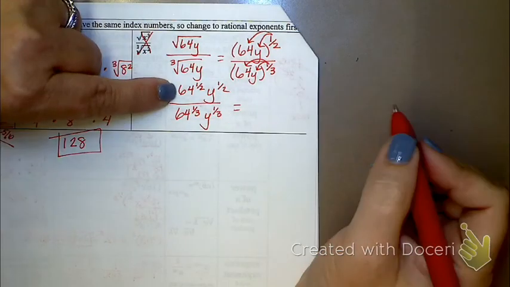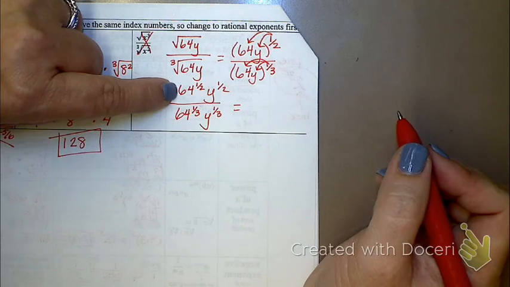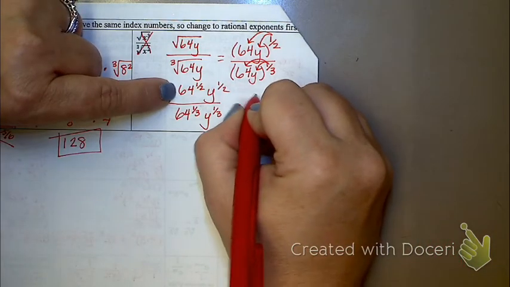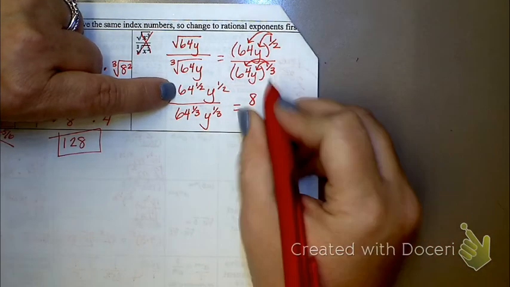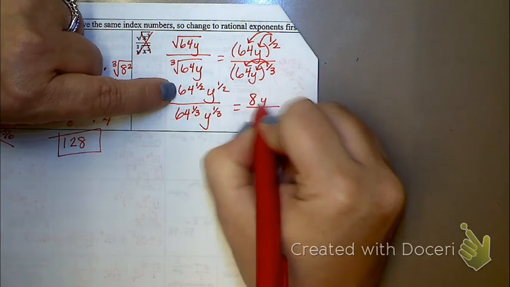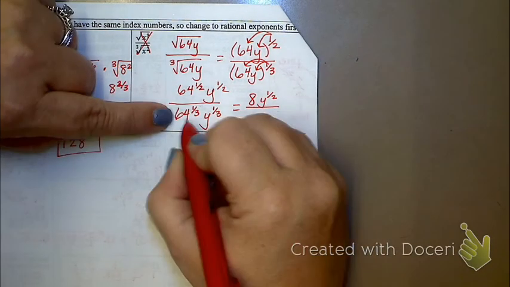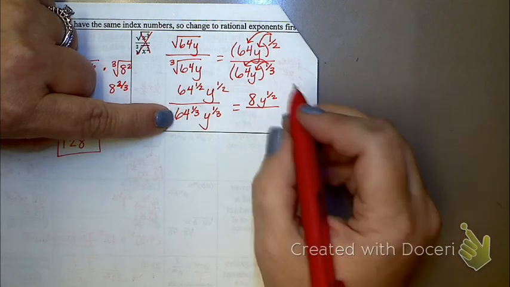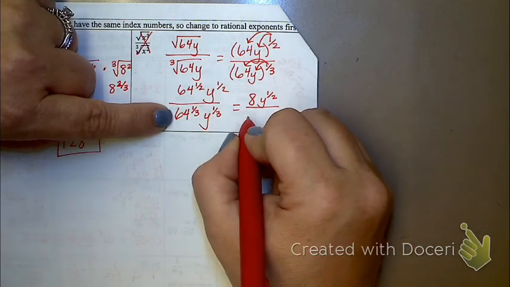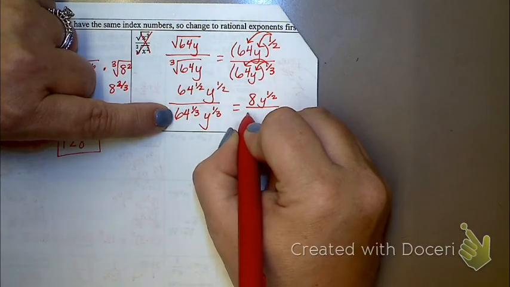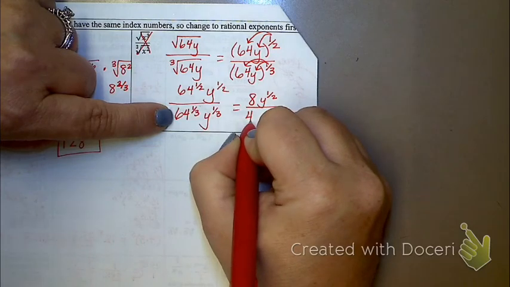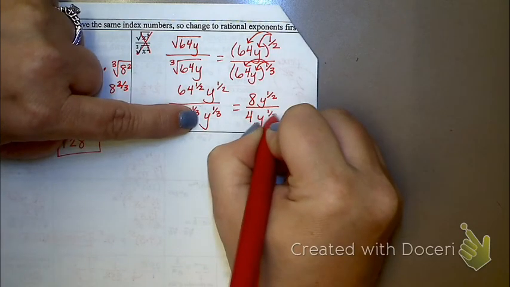So, what is 64 to the 1/2? Isn't that the square root of 64? Which is what? 8. Y to the 1/2 I'll deal with in a few minutes. 64 to the 1/3, which is the cube root of 64. Do we know what the cube root of 64 is? Yes, it's 4. And then y to the 1/3.